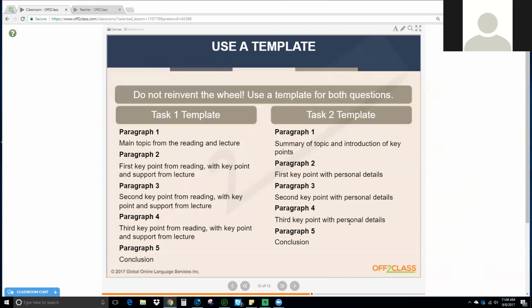Okay, and then when you get down to the end, of course, like any conclusion, you're just going to wrap it up. So the way I like to think of this paragraph structure is in the first paragraph, tell them what you're going to tell them. And then in the body, which is all 3 of these key points, tell them. So tell them what you're going to tell them, then tell them, and then tell them what you just told them in the conclusion. Okay?